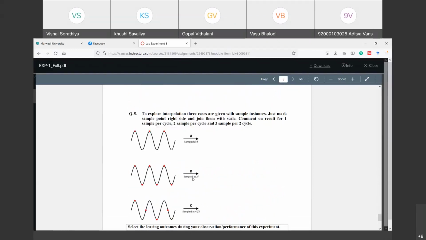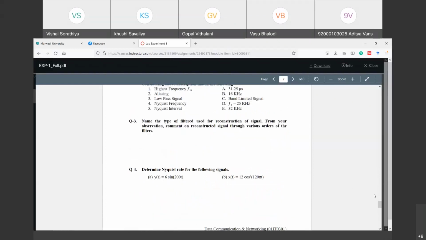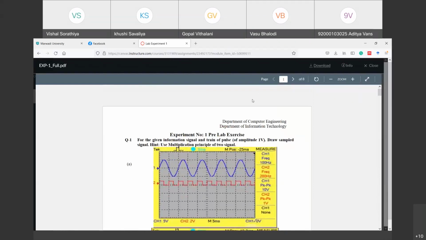But before starting with this, what you actually need to take care of in experiment number one, that I'm going to explain right now. I'm repeating from the beginning also.